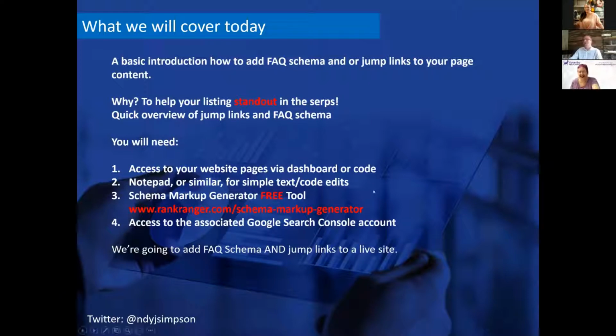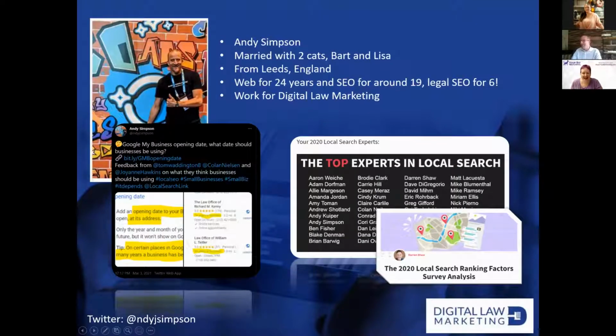So let's crack on. I've got the obligatory This Is Me slide. So Andy Simpson, I'm married with 2 cats, Bart and Lisa. Not everybody gets the joke there. We used to also have a cat called Maggie. So they are the 3 kids from The Simpsons. My vet finds it very funny if nobody else does. My accent, I'm from Leeds in England. If you've got no idea where Leeds is, it's 200 miles north of London. So I'm not from London, like many people think I am.